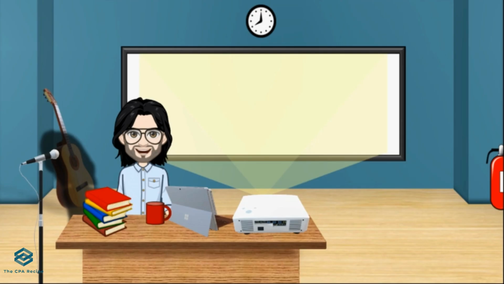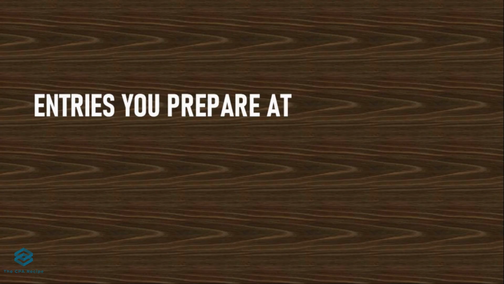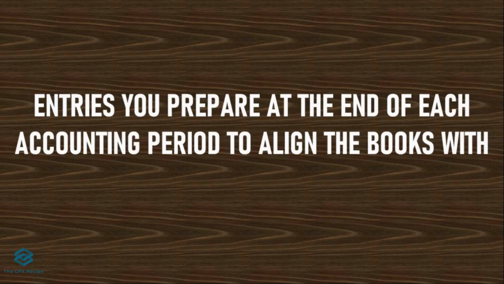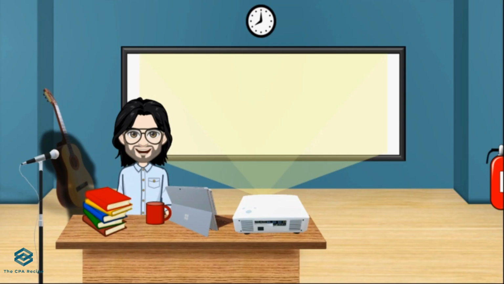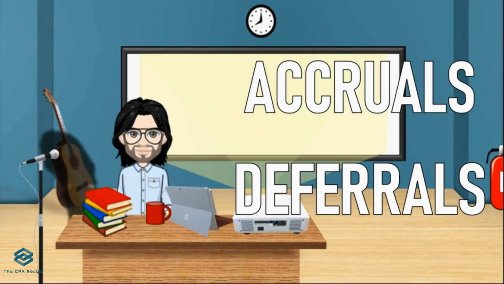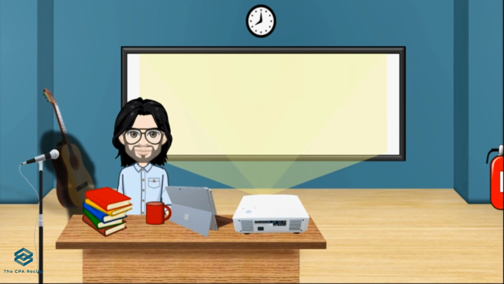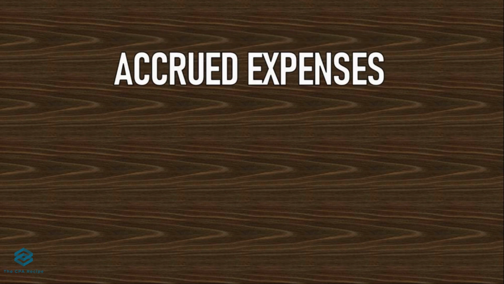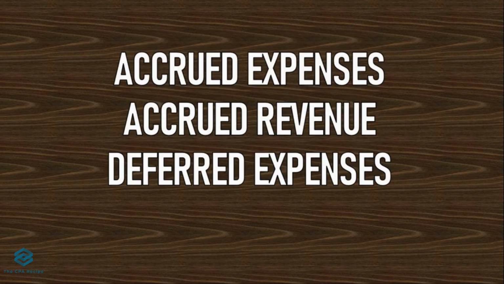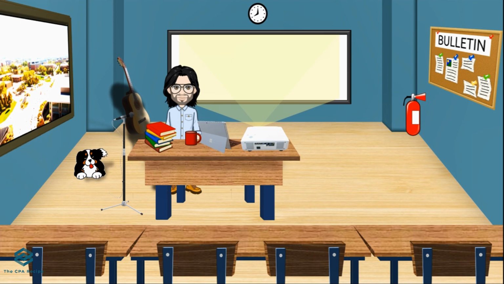Adjusting entries can be defined as the entries which you prepare at the end of each accounting period to make the books in alignment with the accrual basis of accounting. These are divided into two categories, Dud Parechong, no? Yung tinatawag na accruals and the deferrals, and can further be subdivided into four, no? Namely, yung accrued expenses, accrued revenue, deferred expenses, and deferred revenue. Now, ano ba ang accruals and deferrals? Simulan natin sa deferrals, Dud Parechong.